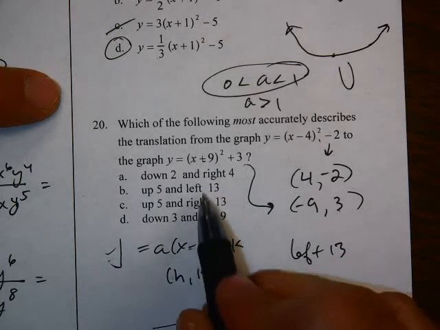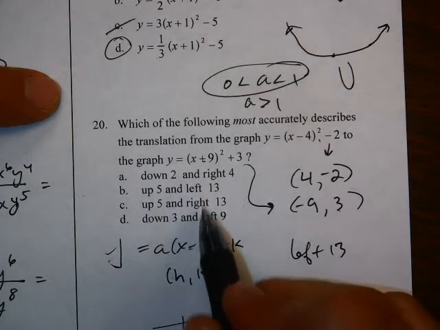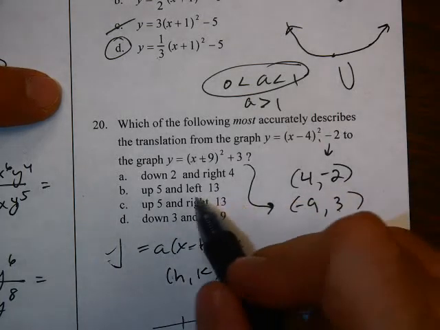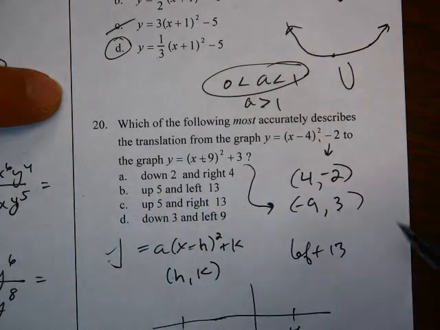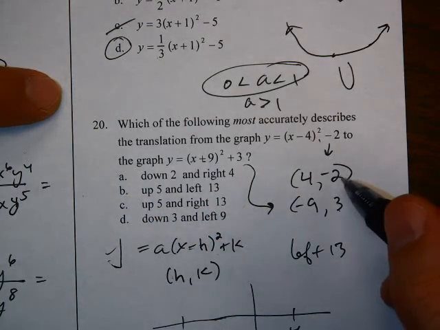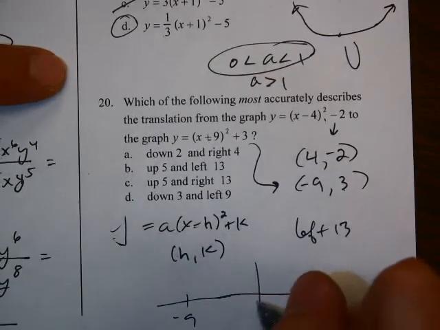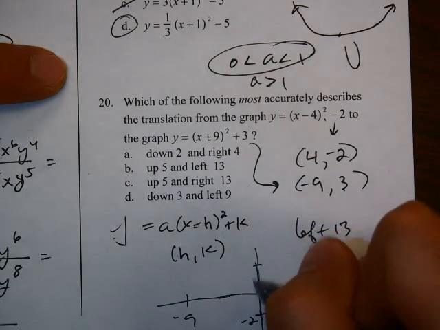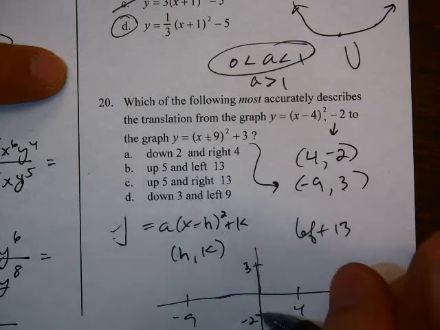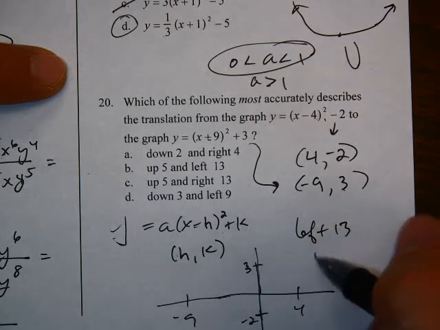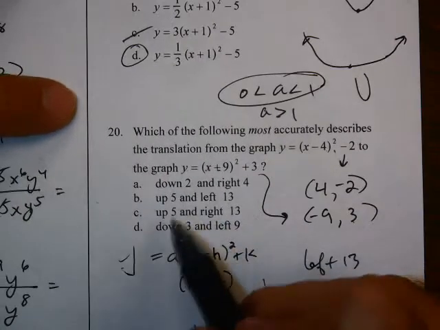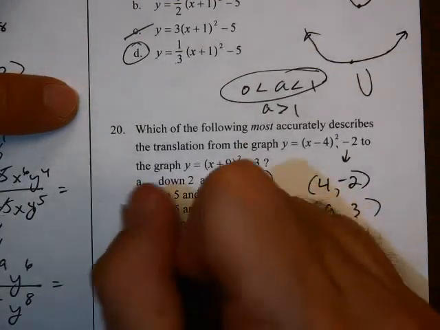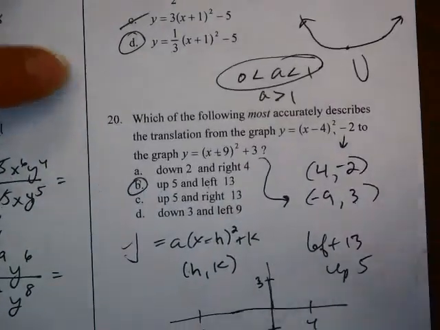So it's left 13. That looks like the only one that says left 13. So it's probably going to be B. But just to check, negative 2 on the y's, negative 2 to 3. We're starting at negative 2, going to positive 3. And that's from here to here, going up 5 units. Up 5, left 13. Number 20, my answer is B.